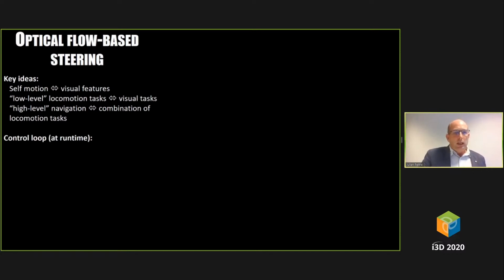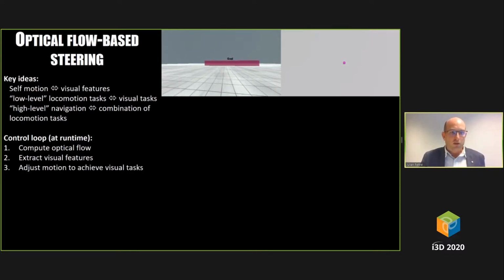So, this is done beforehand. And at runtime, then, for each agent, you compute the optical flow perceived by the agent. You extract some features of this optical flow, as well as from RGB images of the environment they can have. And you adjust the motion to achieve the visual task you have defined.